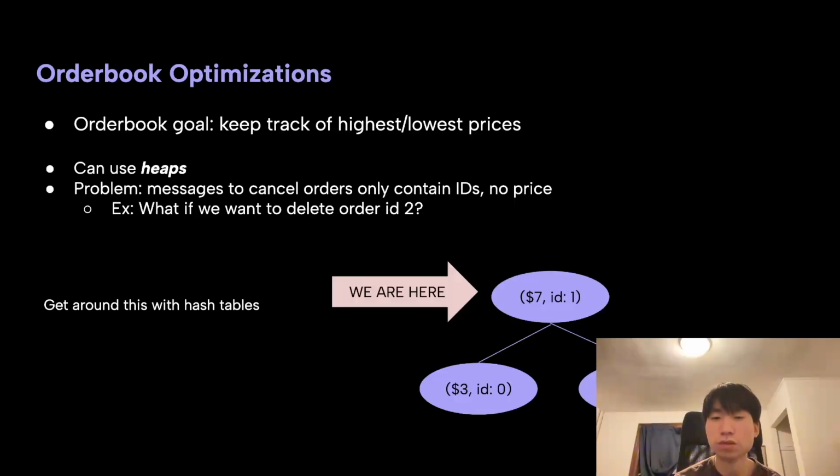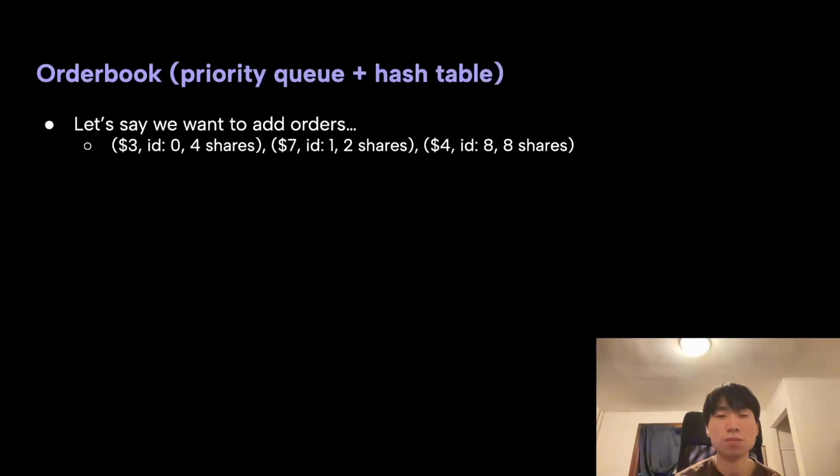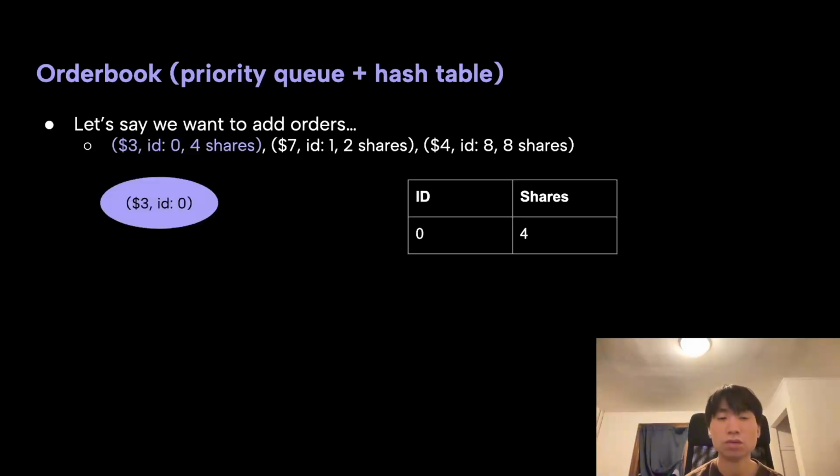So how this might look is, maybe we have these 3 add orders, and in the very beginning, we have no priority queue, no hash table. So let's say we process the first order. Since there's nothing, we just initialize the heap, and this is at the very top. And then for the hash table, we create a binding from reference IDs to the number of shares. So here we map ID 0 to 4 shares.